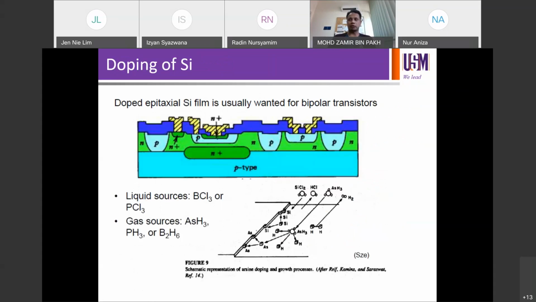So whether or not you need epitaxial depends on the products that you're working on. For example, if you look at this illustration, then doped epitaxial silicon film is usually wanted for bipolar. So some layers you need to be epitaxial, so that's why you have to tune your CVD deposition accordingly. On the other hand, if you can live with polycrystalline or amorphous silicon, for example, if you talk about solar cells, then you don't have to go for epi, you just have to go for poly or amorphous. Then lower temperature is sufficient to complete the process.